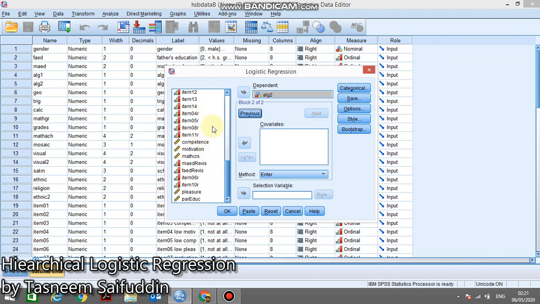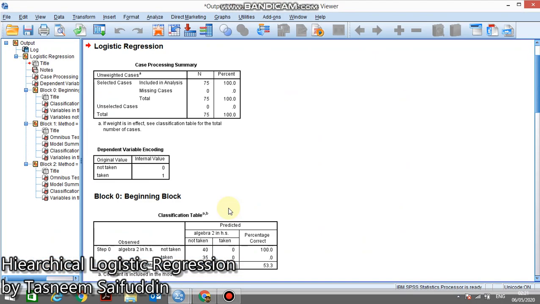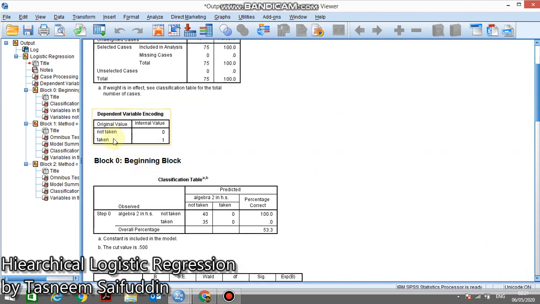Again, we select the other two variables, that is mosaic and visualization test. Click OK. Now this is our case processing summary. We have the total number of respondents, that is 75. This is algebra: the students who did not take algebra have been coded as 0, and the students who have taken algebra have been coded as 1.